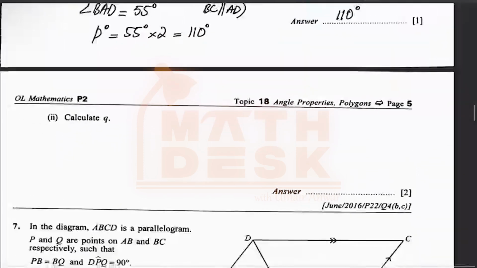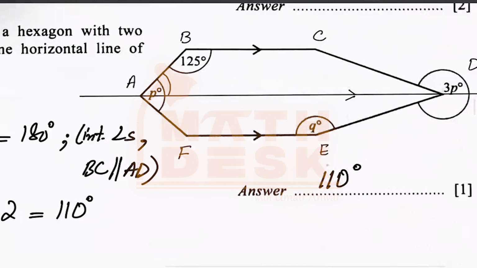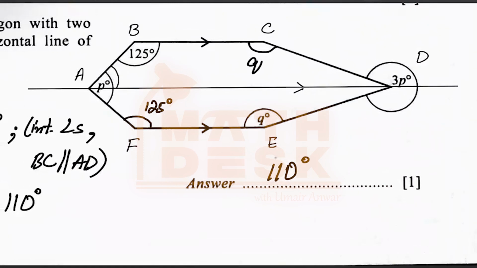Now, this angle here would also be 125 degrees, and this angle over here would be equal to Q degrees. Since we have found out the value of P, which is 110, so it means that this angle is 360 degrees, and the inside angle of this would be equal to 30 degrees.